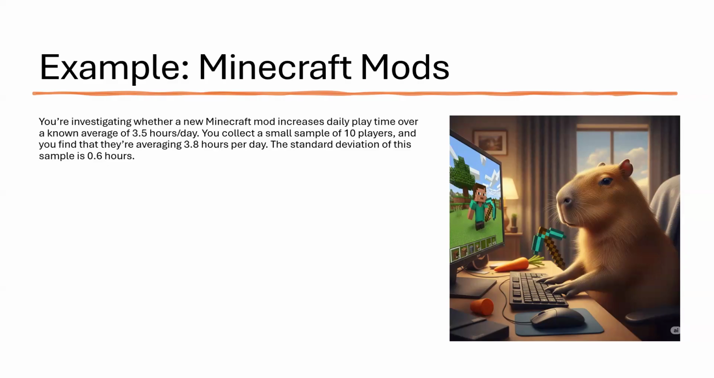All right, so we've got X bar is 3.8, S is 0.6, mu naught 3.5, N is 10, and our degrees of freedom is 10 minus 1 or 9.